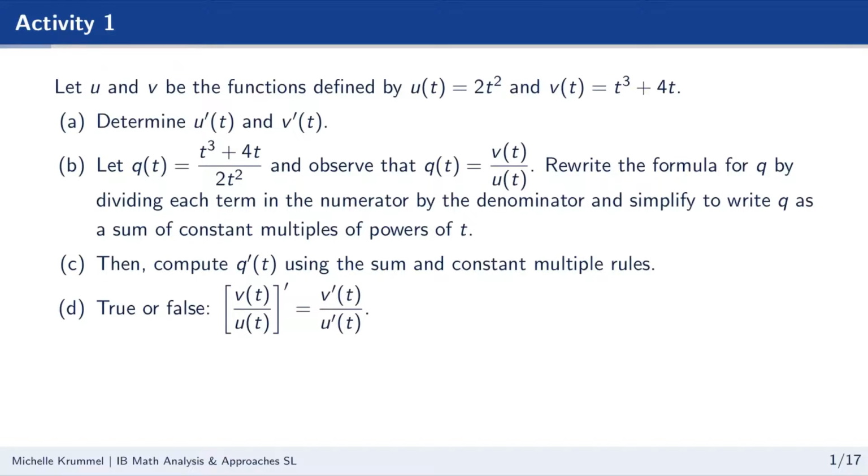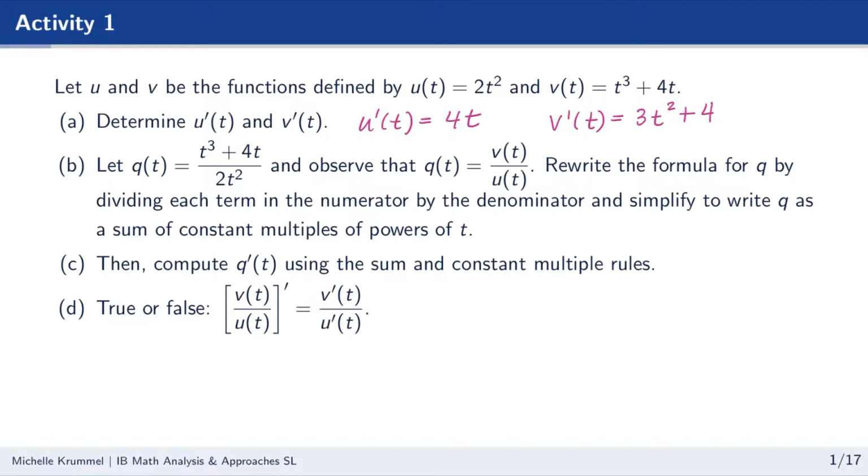So we know that u prime of t equals 4t by using the constant multiple rule combined with the power rule. And we know the derivative v prime of t equals 3t squared plus 4, again using the power rule, the constant multiple rule, and the sum difference rule. So we have the derivative of the function u, and we have the derivative of the function v.